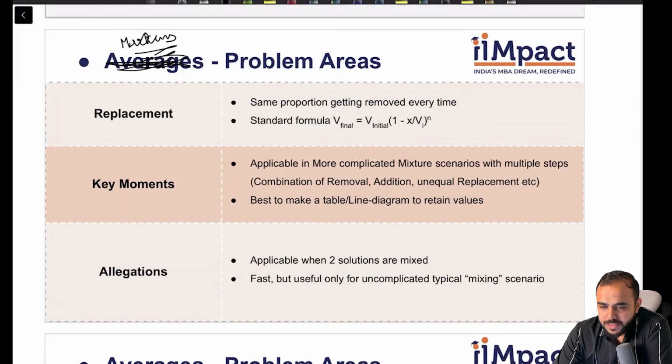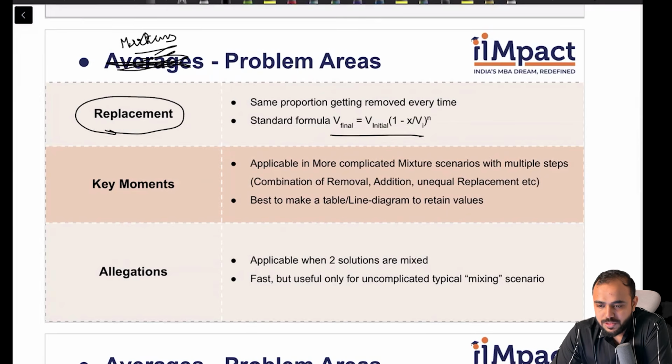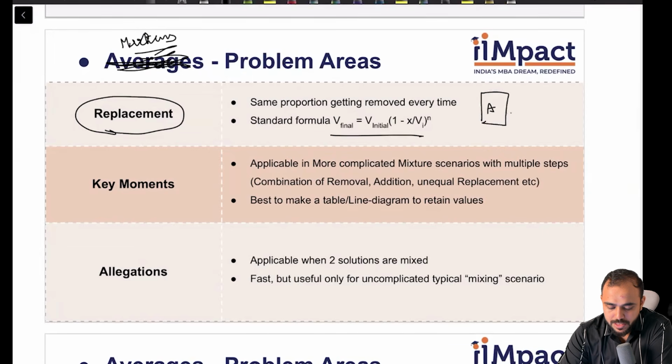So there are going to be three possible areas in mixtures. One is replacement. Okay. Standard question, but if you don't know this, you will end up wasting too much time. What a replacement question does is that the same proportion is getting removed and then replaced with the other liquid every time. So you have a mixture of two liquids, A and B.